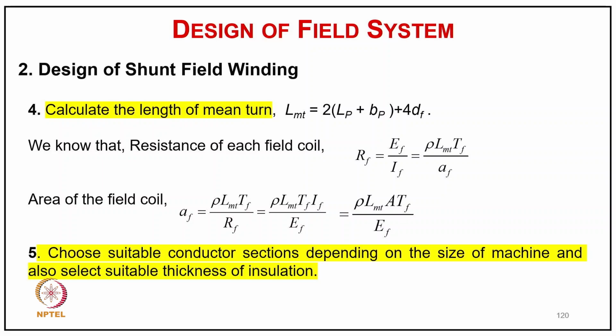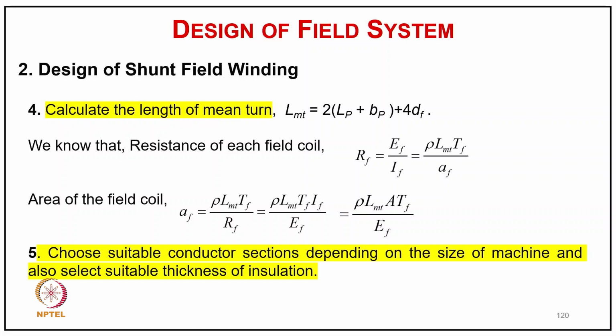And coming to step 4, calculate the length of mean turn of the field, that is LMT equal to 2 into LP plus BP plus 4 DF, and we know the resistance of each coil is RF equal to EF upon IF, that is rho LMT TF upon AF, and area of the field coil will be AF equal to rho LMT TF upon RF, or rho LMT TF IF upon EF, or rho LMT ATF upon EF.